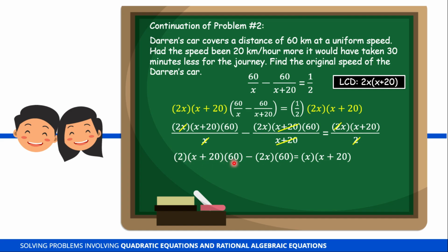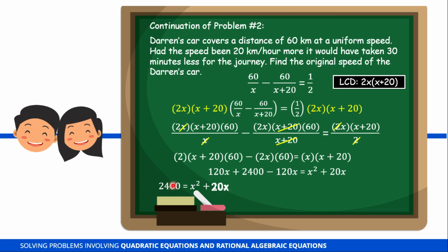Okay, so i-simplify muna natin ito bago natin ipag-subtract. Magkakaroon tayo ng 60 times 2, that's 120. 120 times x, we have 120x. And then 120 times 20, we have positive 2,400. We have here 2x times 60, that's 120x, times the negative sign here, magkakaroon tayo ng negative 120x. Sa kabilang side naman, i-distribute lang yung x doon sa x plus 20. 120x minus 120x, that is 0, maiiwan yung 2,400. So it will become 2,400 is equal to x squared plus 20x.